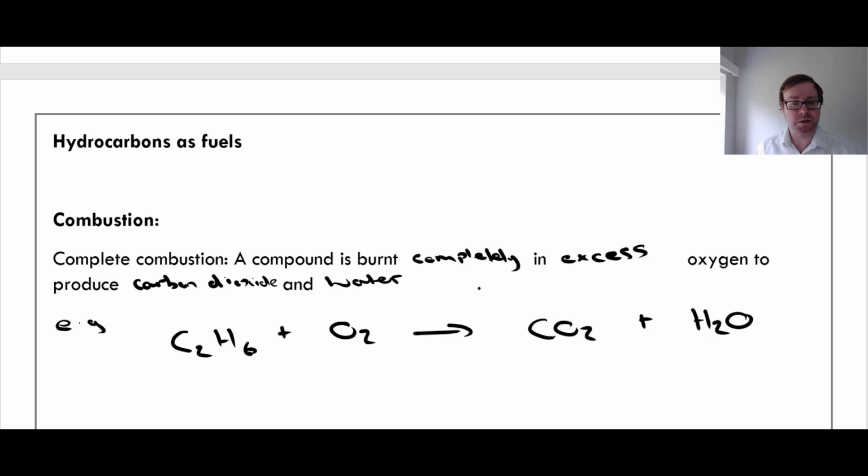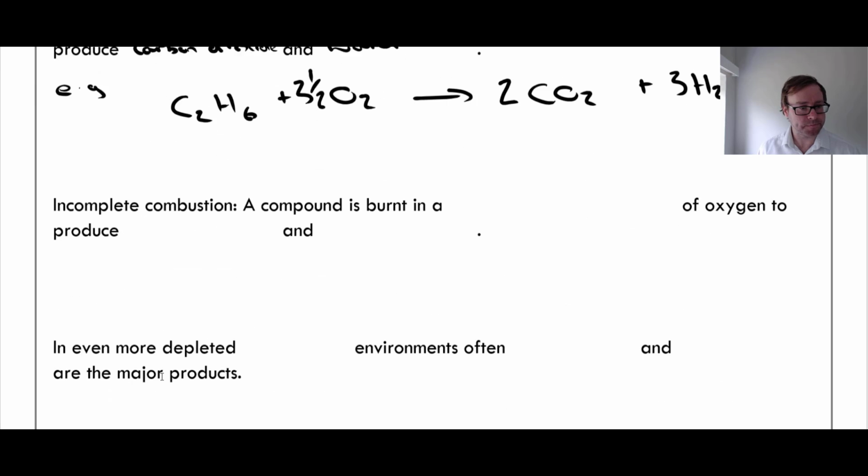The easiest thing to do is balance the carbons first. So there'll be 2 CO2s, because there are 2 carbons over here. Then balance the hydrogens, so H6, so this must be 3H2O. And then go back and balance the oxygens. Because oxygen is on its own, it's very easy to balance. So 2 times 2 is 4, plus 3 is 7, so I must need 3.5 oxygens.